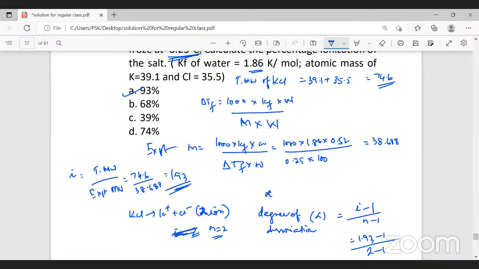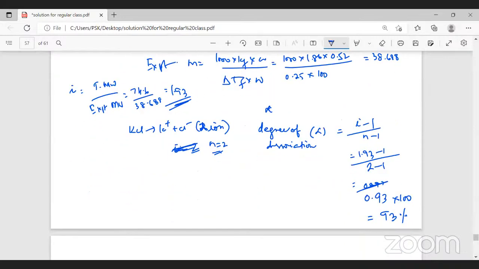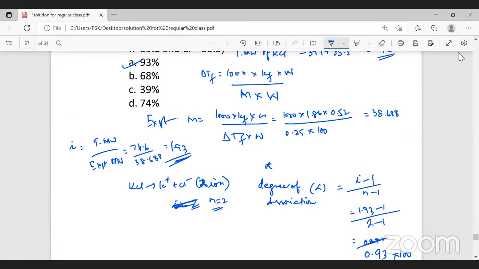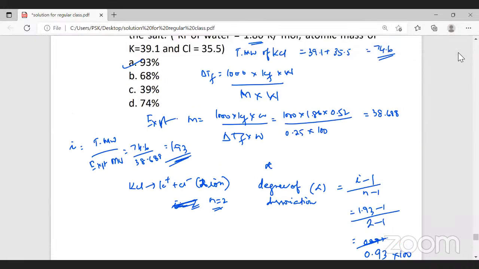Did you follow this problem? It's a lengthy problem. Competitive exams give very short time to work out these problems, so you should practice more problems. Did you understand this? Yes, sir. Yes. The next question.